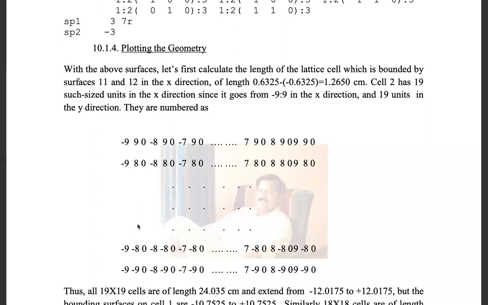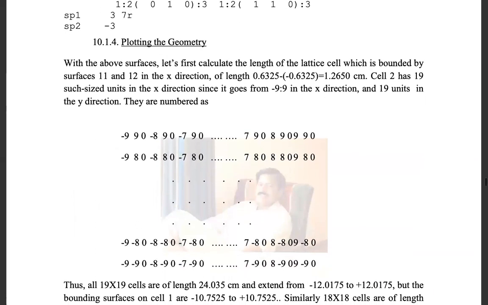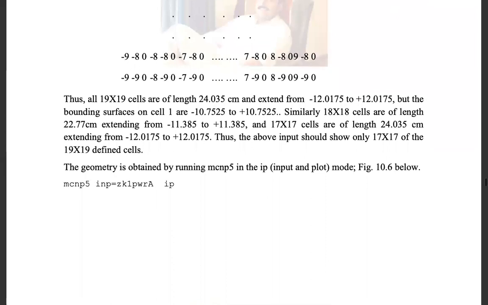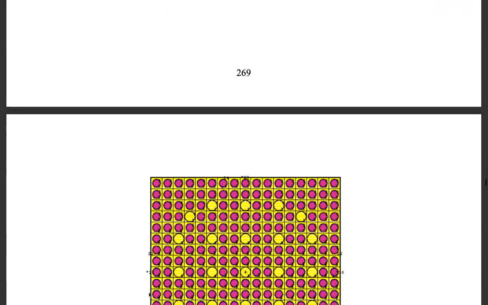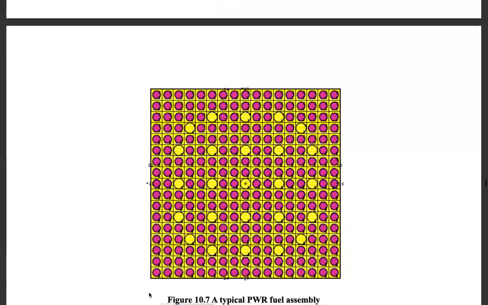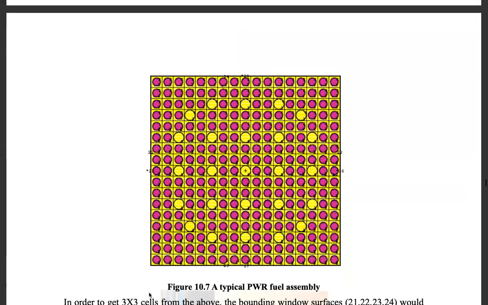Okay, now you first need to calculate all your dimensions, and then you define your input file, and MCNP runs in 4 overlays: I, P, X, R. Input is I, P is to plot, X is the cross sections, and R is the run. If you don't say anything, it just runs straight away. Now, when you plot that geometry, which I just showed you, this is what you get.